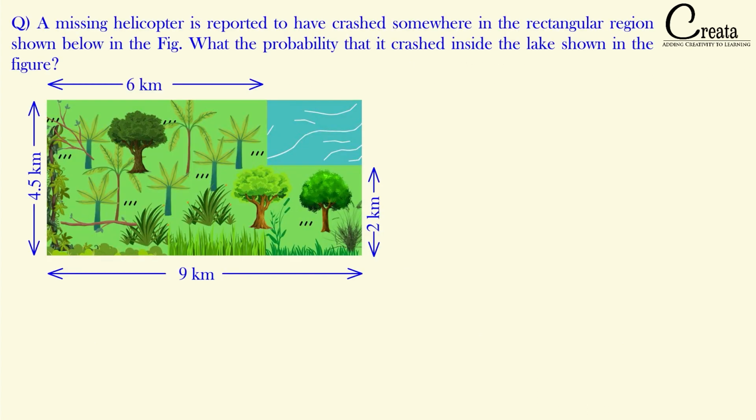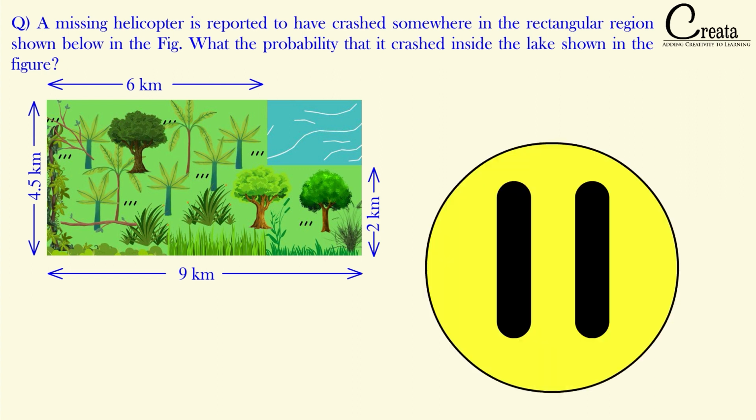The question is, a missing helicopter is reported to have crashed somewhere in the rectangular region as shown in the figure. What is the probability that it crashed inside the lake shown in the figure? Again, a scenario or visualization based question. Pause the video and try to solve it.